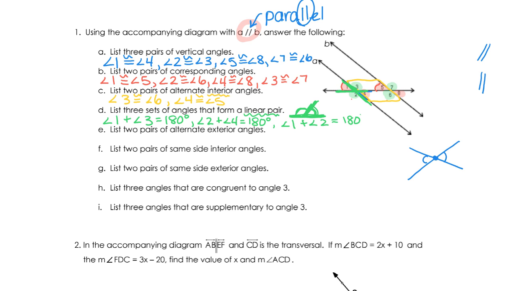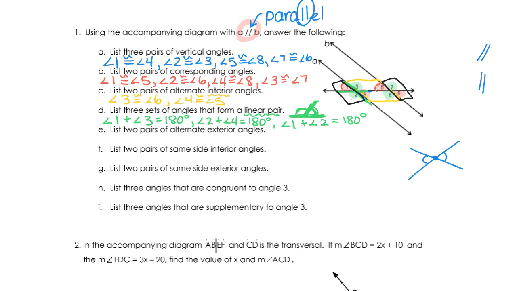They're a linear pair. They're next to each other on the same line. They would add up to 180. Okay. Next one up, it says list two pairs of alternate exterior. So when they refer to exterior, they refer to the angles outside the parallel lines, which are those ones, okay?